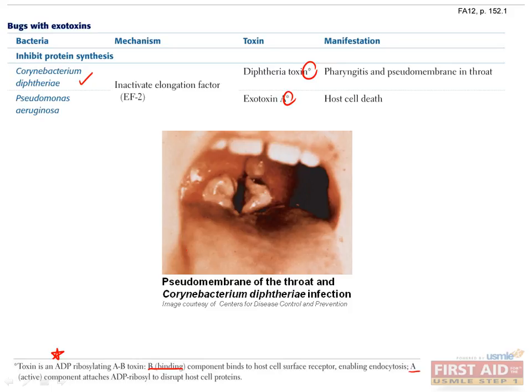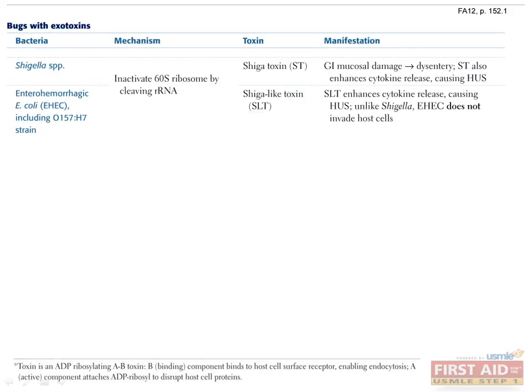Adenylyl cyclase is activated by stimulatory G proteins, known as GS, and inhibited by stimulation of inhibitory G proteins, known as GI. Next of the bacteria which inhibit protein synthesis, we have Shigella and enterohemorrhagic E. coli. Shigella produces Shiga toxin. E. coli O157:H7 releases Shiga-like toxin, which also inactivates the 60S ribosome subunit, but unlike Shigella, does not actually invade the epithelial cells of the colon.